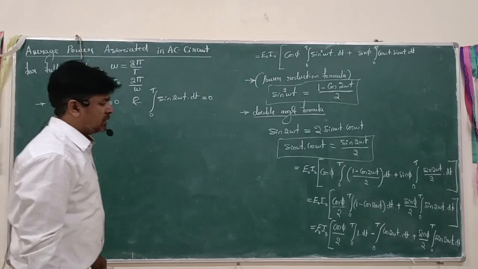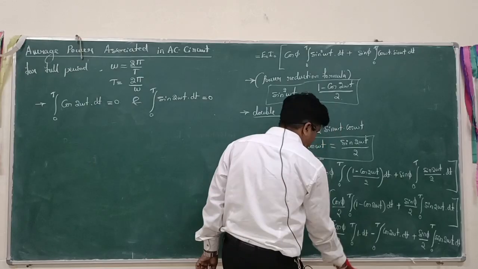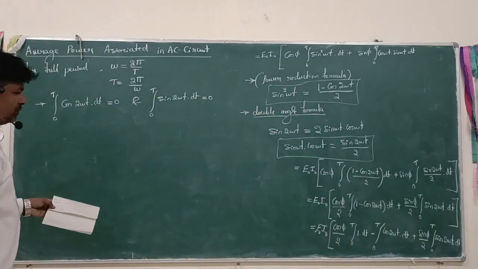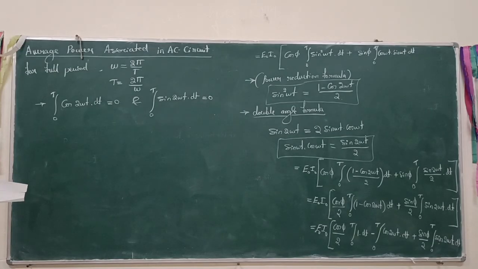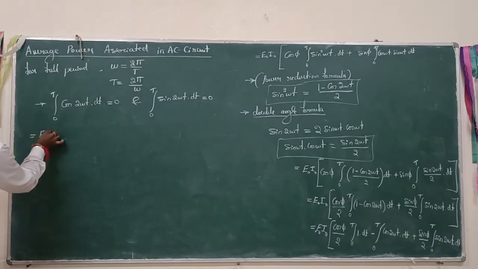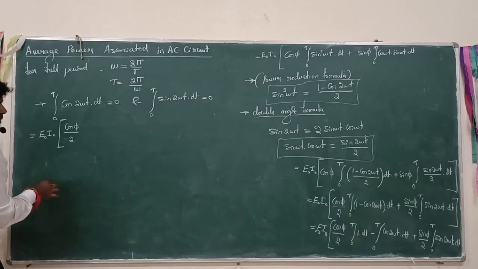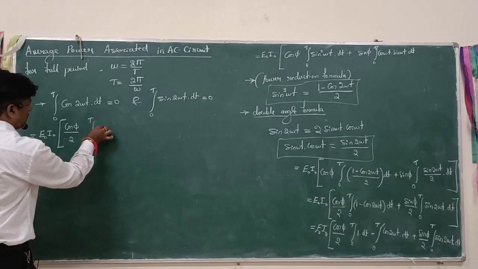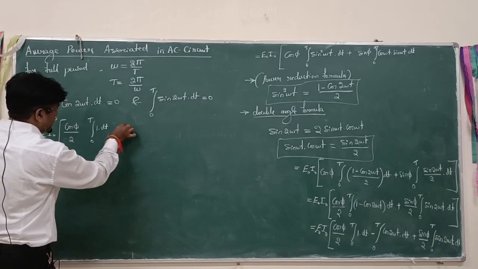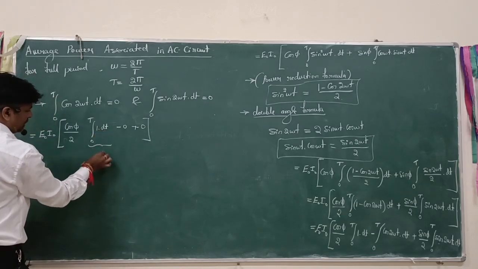So if these two terms become 0, see what remains here: this term is 0, this term is 0, and 0 into 1 is 0. So what remains is the integration of 1 into dt. Integration of 1 into dt is nothing but t. Integration of dt is t; upper limit minus lower limit gives the value t. According to that expression, E naught I naught cos phi divided by 2 integration of 0 to T 1 into dt, and the rest becomes minus 0 plus 0. So the integration of dt is nothing but t.